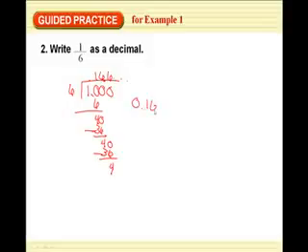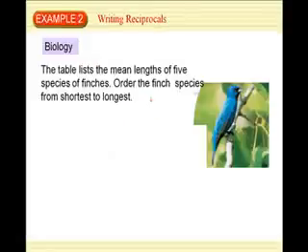So 0.16, and make sure you only put the line over the 6, because the 6 is the only number that is repeating in that answer. Okay, so the next example says biology. The table lists the mean lengths of 5 species of finches. Order the finch species from shortest to longest. Okay, so let's take a look at these.